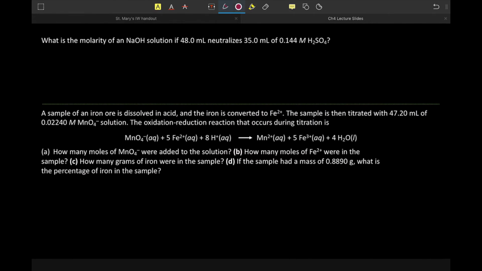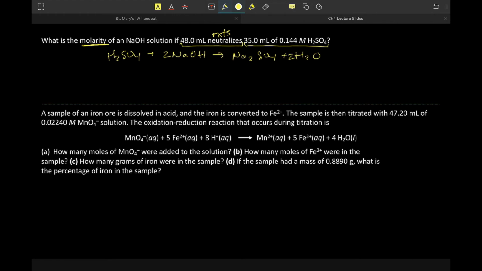All right, now let's go ahead and talk about these practice problems because I just want to make sure we can translate them correctly. So what is the molarity or concentration of a sodium hydroxide solution if 48 mL neutralizes, which is just code for reacts, 35 mL of that? So first off, it's a reaction, so we need a balanced chemical reaction to do this. So we have H2SO4 plus NaOH is going to give us Na2SO4 and water.